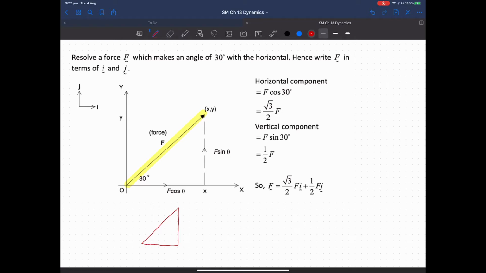We know the angle between the horizontal and the force is 30 degrees. Because we're dropping a perpendicular line down from the end of the force till we meet the horizontal axis, we know we have a right-angled triangle. So what we're doing is finding the distances for the adjacent side and the opposite side because we know that the magnitude of the force is F.